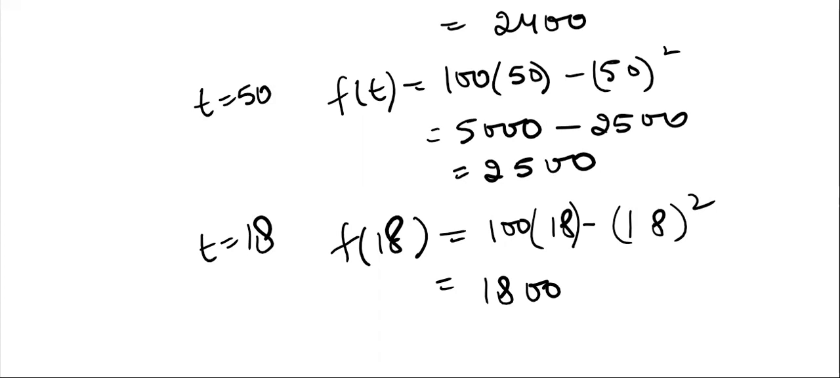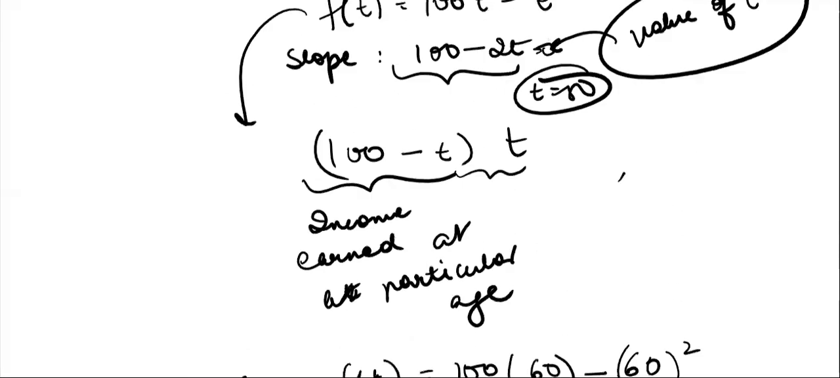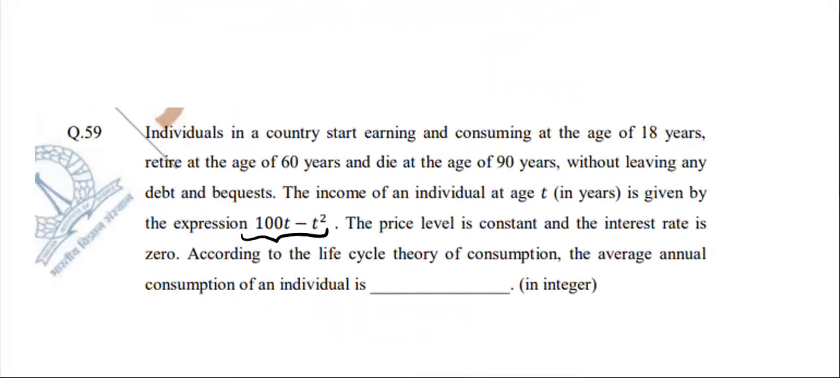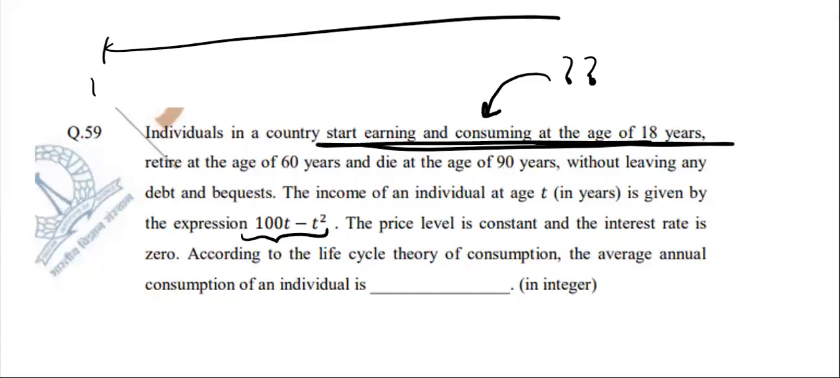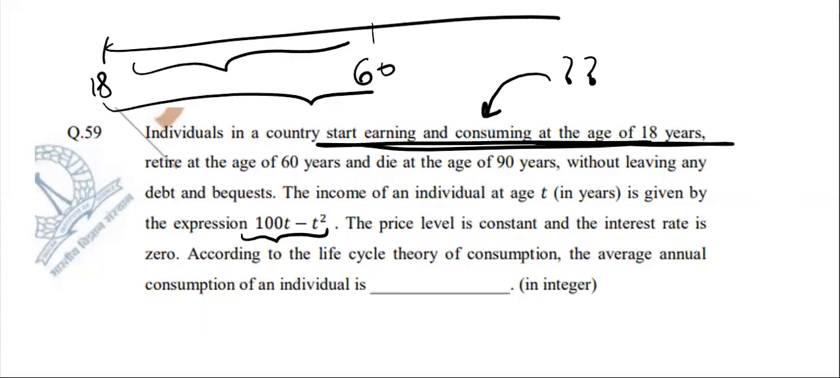Before 18, the question is not even saying what to do. Just try and see here. He starts earning and consuming. I have to see from where he started consuming. That is important to me. So the individual started earning and consuming from 18. He earned till 60, but he consumed till 90. Just try and understand this thing.